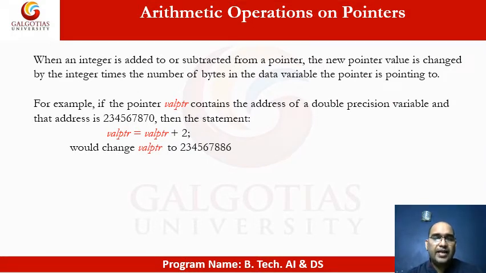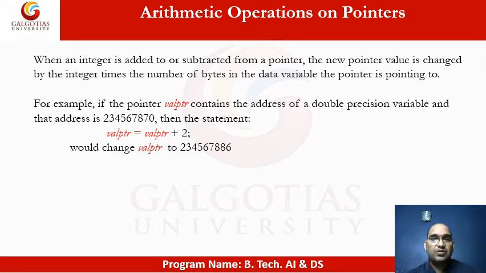When an integer is added to or subtracted from a pointer, the new pointer value is changed by the integer times the number of bytes in the data variable the pointer is pointing to. Let's try to understand the meaning of this line. Suppose we have a pointer val_ptr that contains the address of a double precision variable, and that address is 234567870. Then the statement val_ptr = val_ptr + 2.